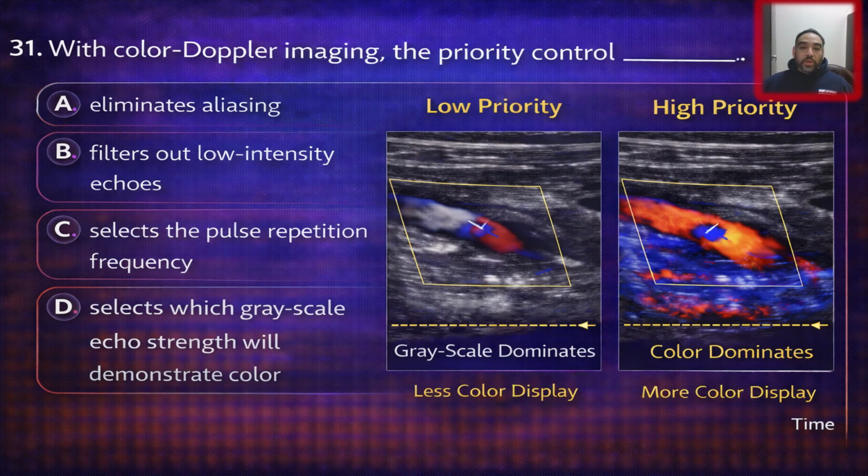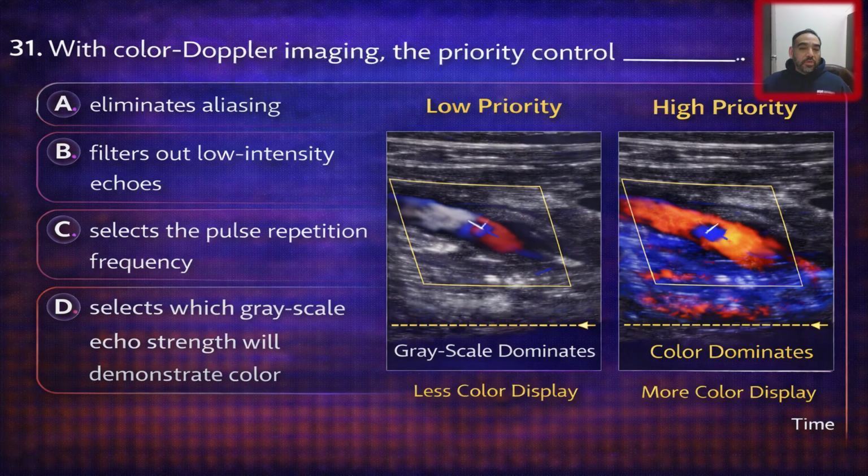The correct answer is D, selects which grayscale echo strength will demonstrate color. The priority control, also called the color priority or the threshold, determines which grayscale echo amplitudes are allowed to display color. Strong grayscale echoes like vessel walls can suppress color, while lower grayscale echoes like blood are more likely to show color. The priority setting adjusts that balance and tells the system at what echo strength color should be displayed. That's exactly what answer D is describing.